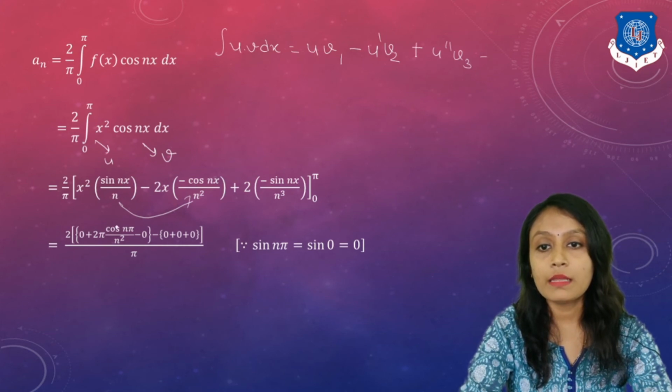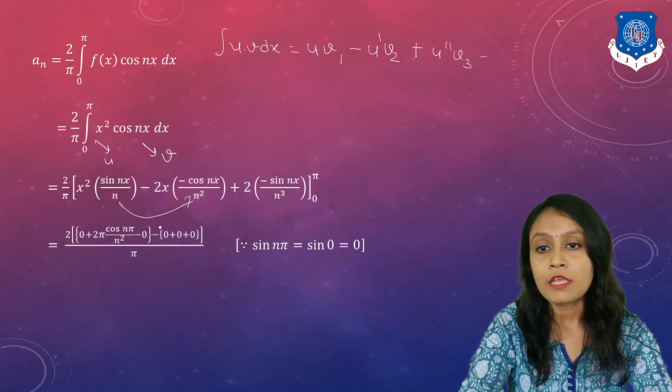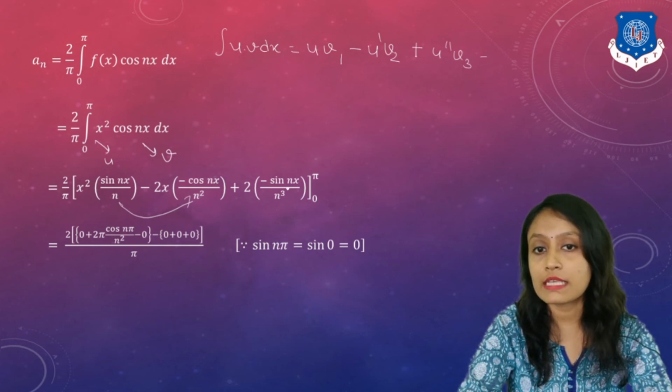On applying the limit here, you know the value of sine n pi, that is 0. You know the value of cos n pi, right? And again sine n pi. So here I have just substituted the value. Sine n pi is 0, so the first term is 0. Here minus minus will become plus. So here we have 2 pi into cos n pi upon n square. Again sine n pi is 0.